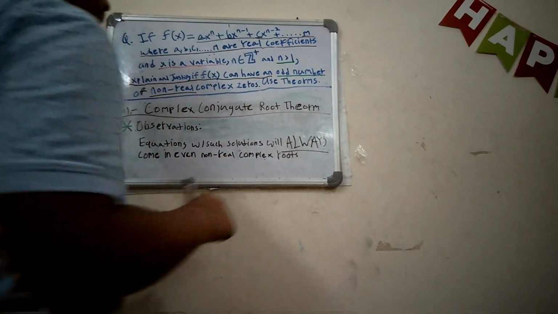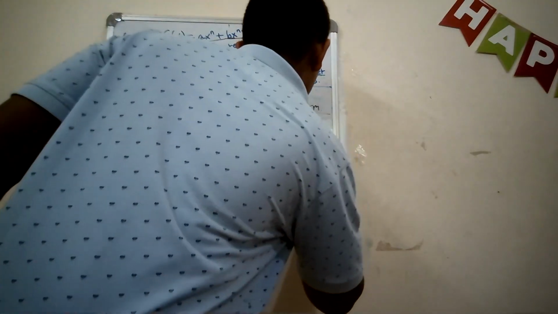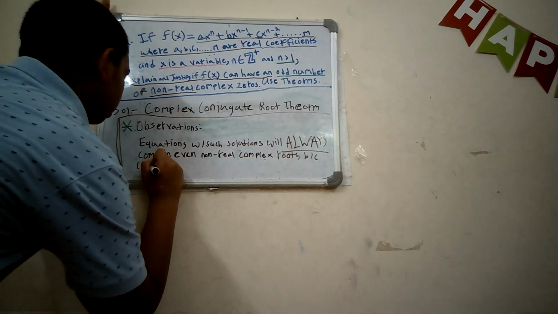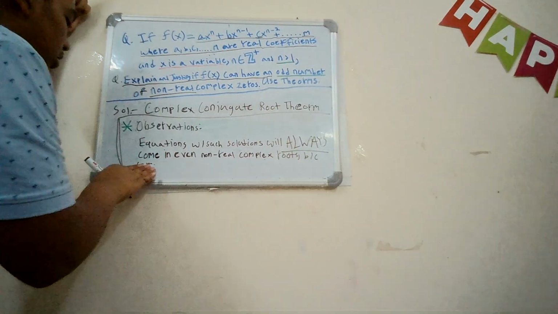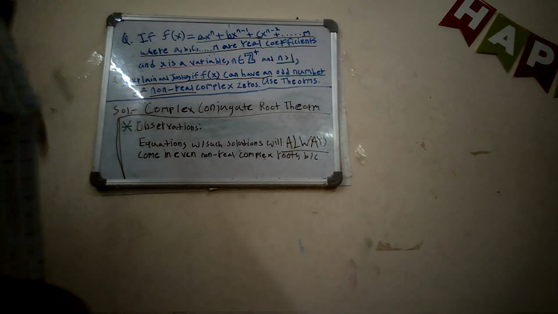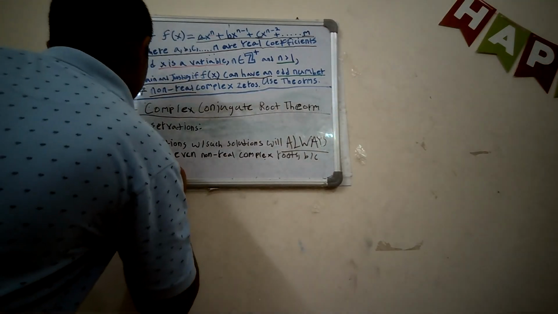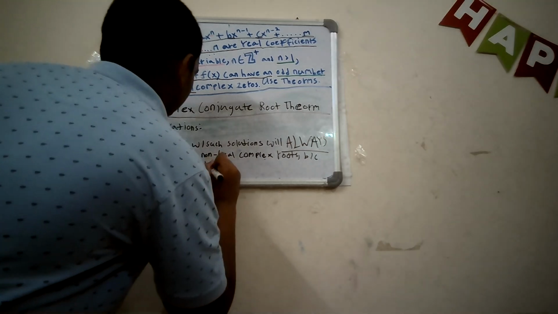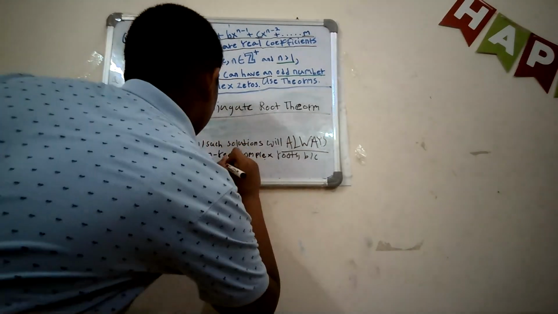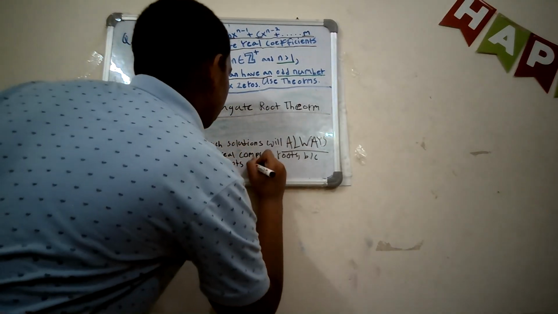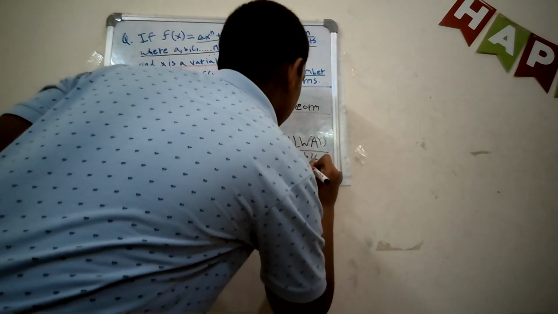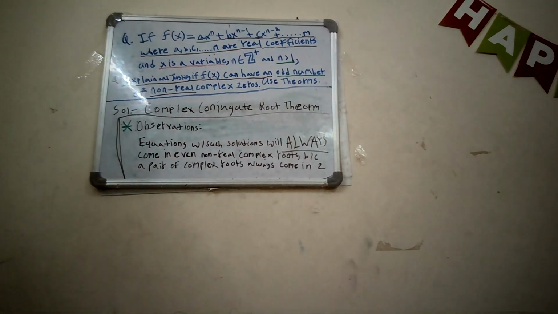And even non-complex roots, because complex roots, because a pair of complex roots always come in two. This is very important. Okay?